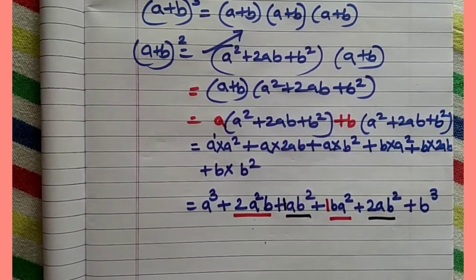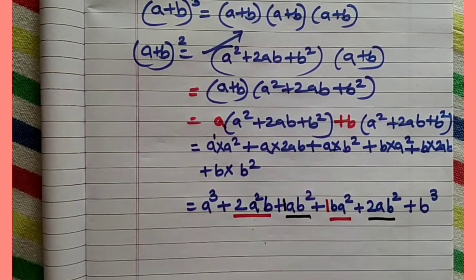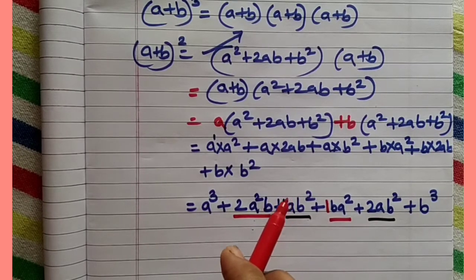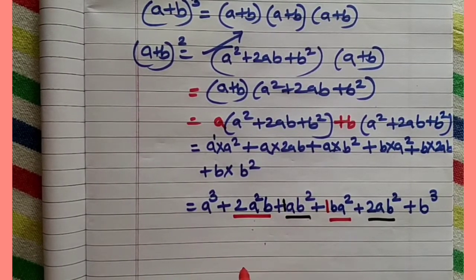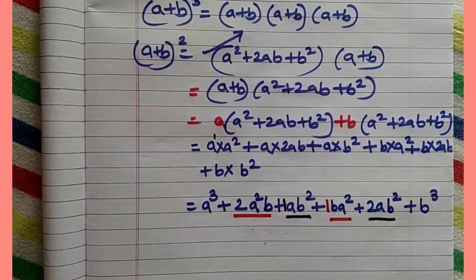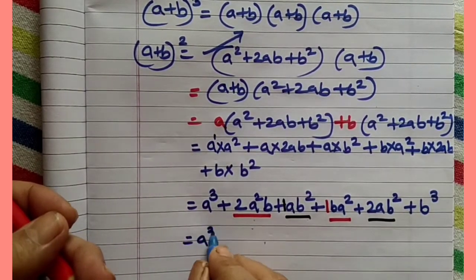Now let us add these like terms. While adding we have to add the numbers. While looking for like terms we look at the variable and their index. But for addition purpose now we will add the numbers, or the constants, which are there with the variables. So this a cube will remain as a cube. There is no change over here.